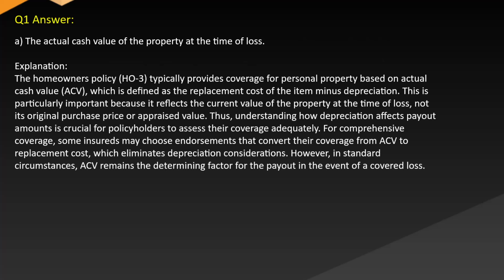Answer A. The actual cash value of the property at the time of loss. Explanation. The homeowner's policy HO3 typically provides coverage for personal property based on actual cash value, ACV, which is defined as the replacement cost of the item minus depreciation. This is particularly important because it reflects the current value of the property at the time of loss, not its original purchase price or appraised value. Thus, understanding how depreciation affects payout amounts is crucial for policyholders to assess their coverage adequately.